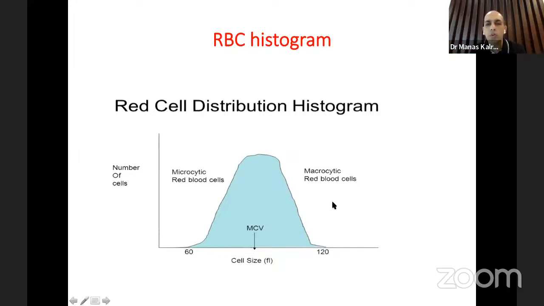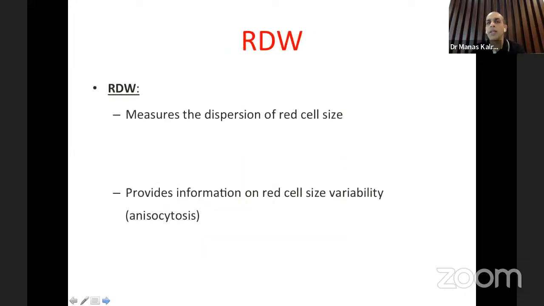If this graph goes more towards this side, that means the patient has macrocytosis, because the average value will increase. And if you have cells all over the place, cells of different sizes, some very small, large, middle, all sorts of sizes present, and there is a lot of variation, then that tells you that the patient has anisocytosis. And in these cases, the RDW will be high.